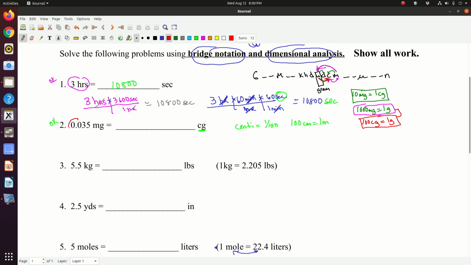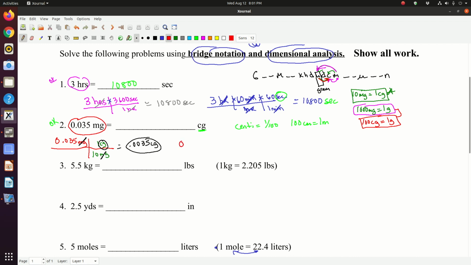All right, start off with what you know, 0.035 milligrams. First, I'm going to use the top one, this one here. I want milligrams to go away, so it has to be on the bottom and centigrams on the top. Now we're going to cancel: numerator milligram, denominator milligram. So basically, I'm just dividing by 10. And when I divide by 10, I get 0.0035, and the centigram did not cancel, and that's my answer. That's the one-step process.